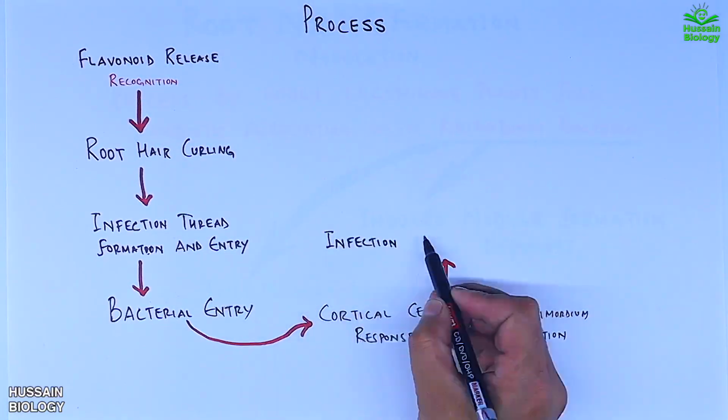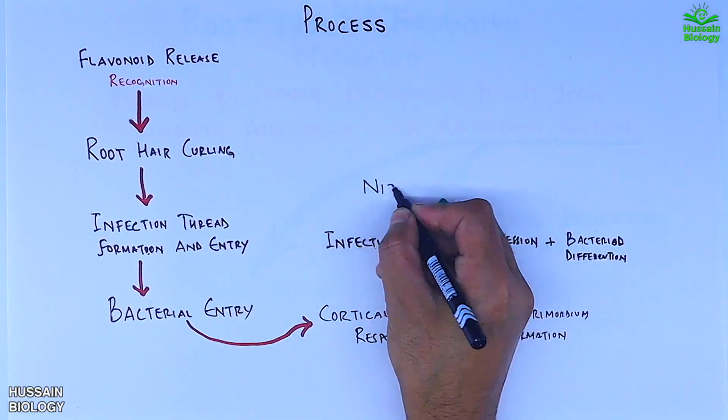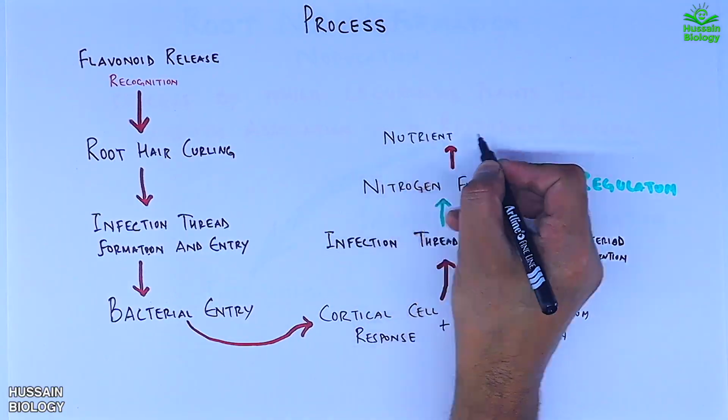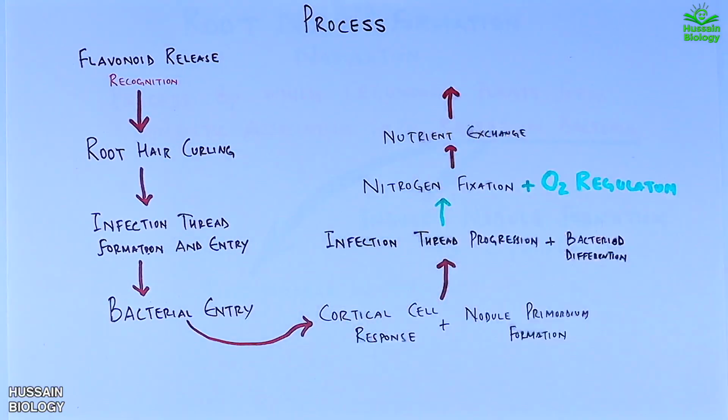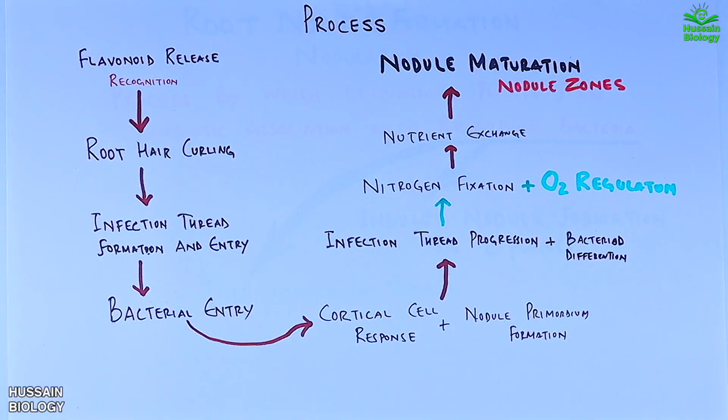Then we have infection thread progression and Bacteroid differentiation, which is followed by nitrogen fixation and oxygen regulation. This oxygen regulation step is one of the important steps in this process. Then we have the nutrient exchange and finally the nodule maturation. Now let's see the whole process in detailed manner along with the animation.